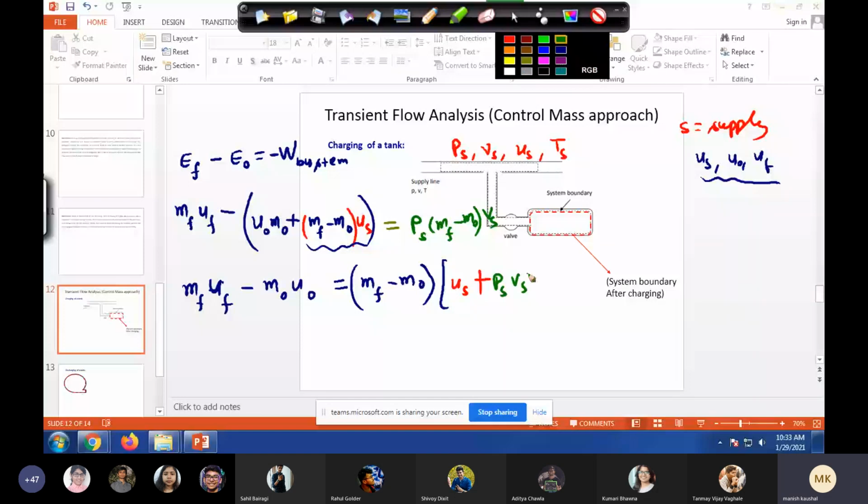Fine. Now is it correct? Just check. MF UF minus M0 U0, and then this. Fine, right? No mistake. Okay. Yes, perfect. So finally what we are getting is MF UF minus M0 U0 equal to MF minus M0, and this is what? H supply.